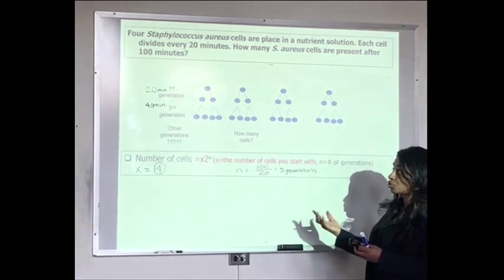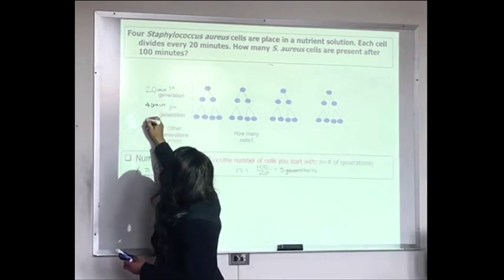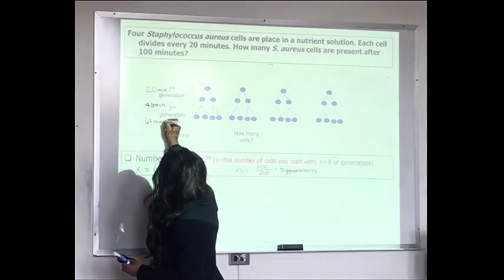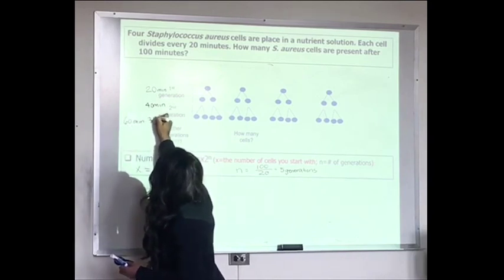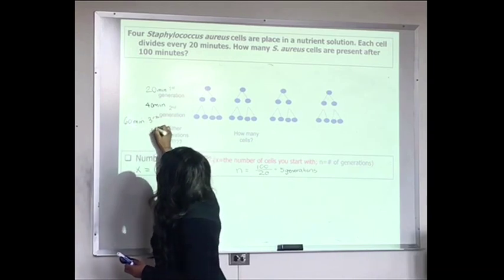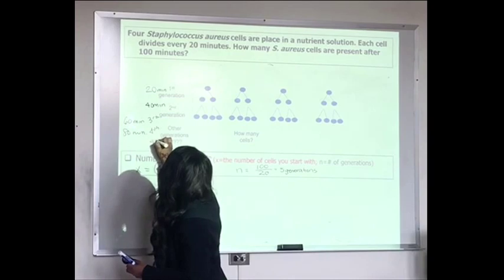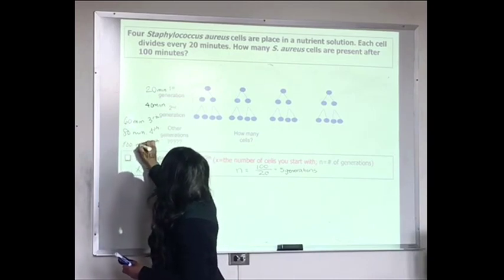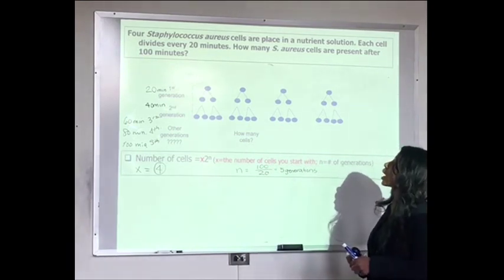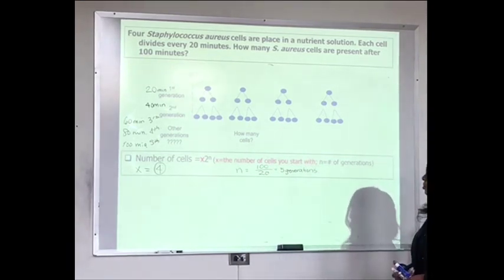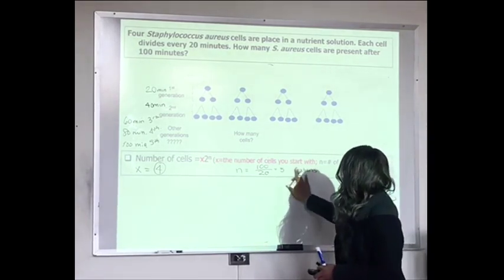So if we add on another 20 minutes here, we'll get 60 minutes for the 3rd generation. For the 4th generation, how many minutes will we be at? 80 minutes. And for the 5th generation, now we're at 100 minutes. So again, taking the total amount of time and dividing it by how many minutes it takes them to double, that would be 5 generations. So we know N is 5.